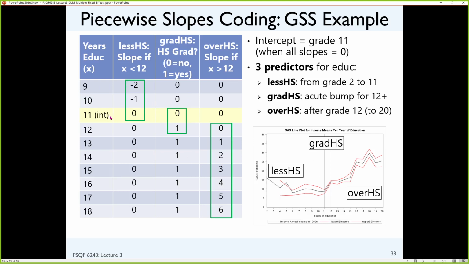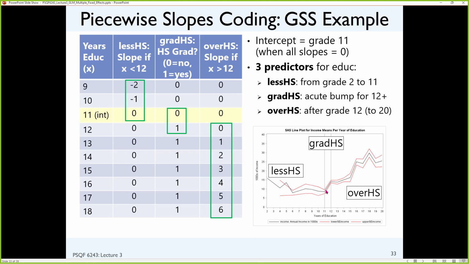So in terms of the coding scheme, the yellow here is going to be my intercept. So that's why I have this zeroed out here. The model intercept is going to describe income for somebody who has an 11th grade education. I have a question here on the graph. Why do we need the 11 to 12 line instead of just before grad and after grad?